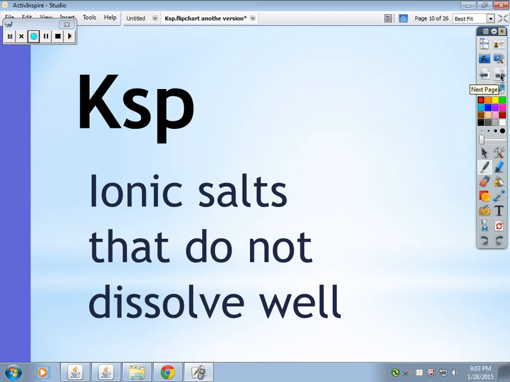So what is Ksp? It relates to ionic salts that do not dissolve well. If you look closely, this is a K, like we've learned about in equilibrium, which implies there's a ratio of products to reactants. Right? We've written equilibrium expressions. This S and this P stand for solubility product, and we'll talk about that in a minute as well.